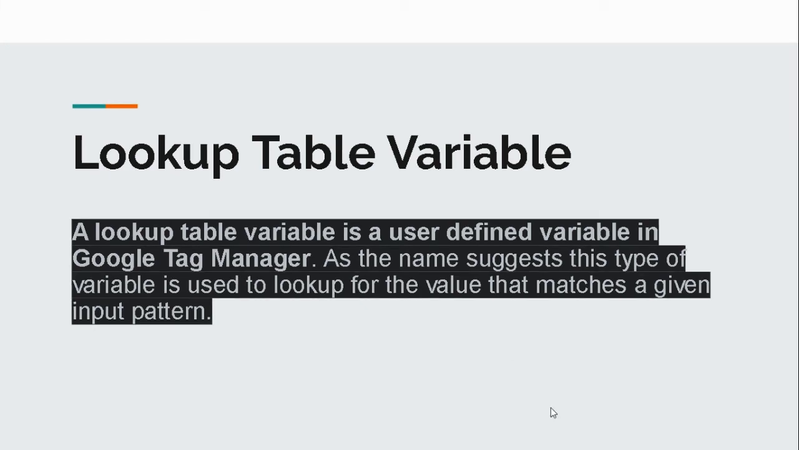Today's topic is lookup table variables. So what is it? Let's have a glance at it. A lookup table variable is a user defined variable in Google Tag Manager. As the name suggests, this type of variable is used to look up the value that matches a given input pattern.